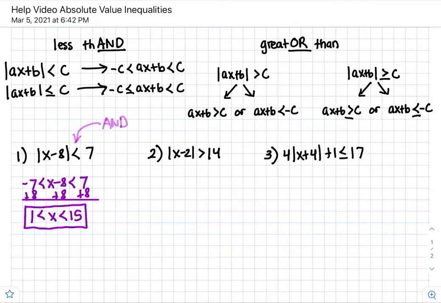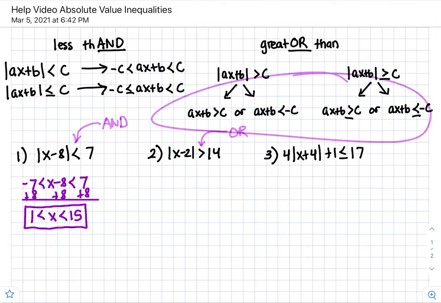Number 2, is the absolute value sign isolated? It is, so now let's deduce about this statement. This is a greater than sign, so it's a greater than, or statement, which means we will be using these. Now we're going to make 2 inequalities.